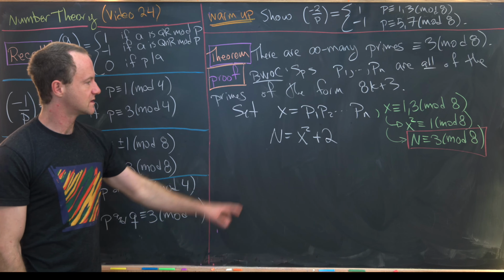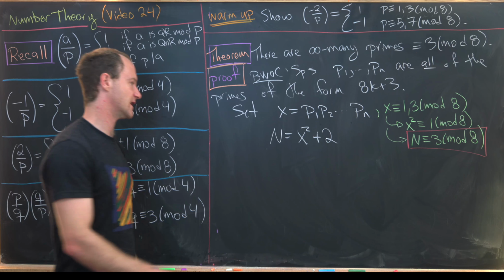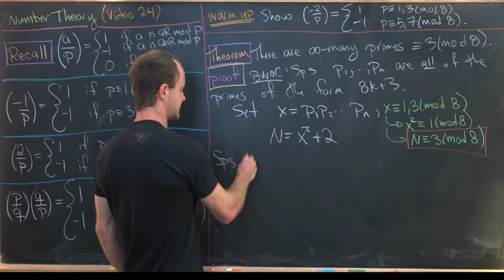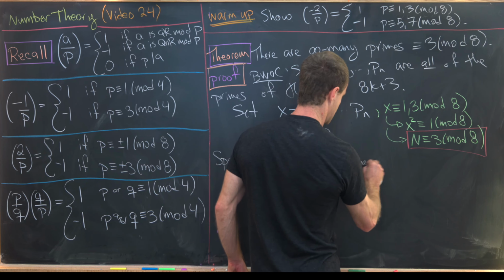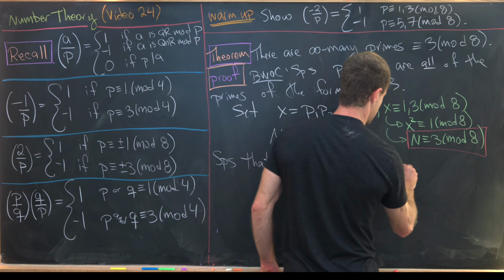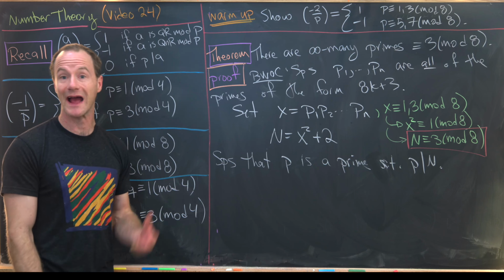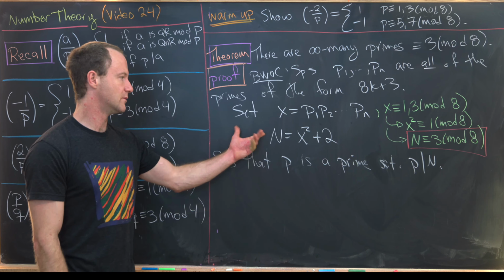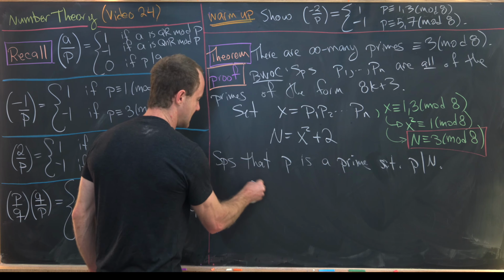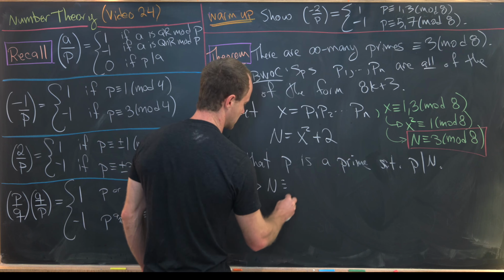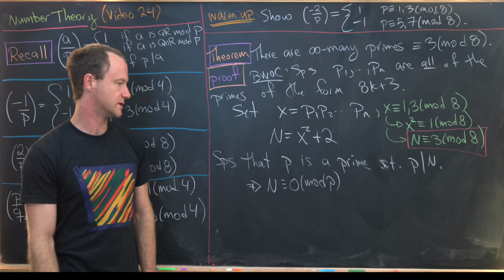Okay, great. So n is a natural number, that's a fact. And so that means it has a prime divisor. So let's suppose that p is a prime such that p divides n. For any natural number, you can find a prime divisor, except the number 1, but this is clearly larger than 1. Notice that if p divides n, that tells us that n is congruent to 0 mod p. It's like the definition of divisibility and congruence.